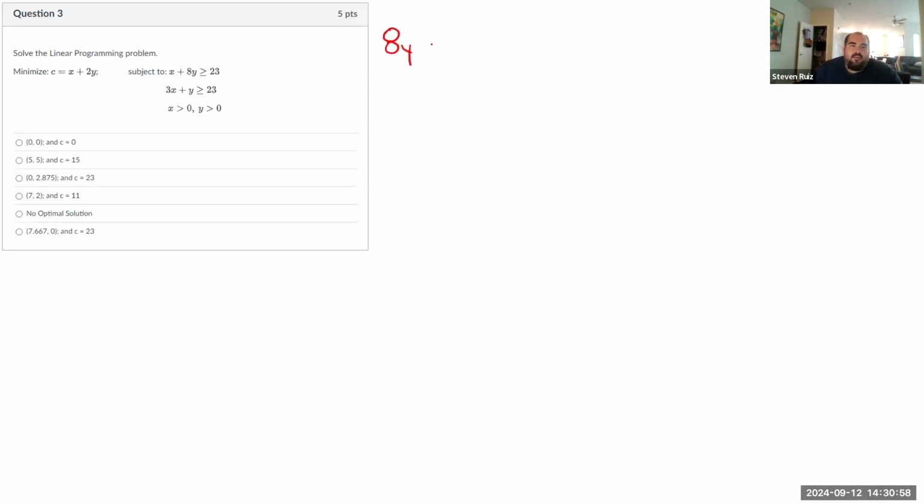So 8y is less than or equal to negative x plus 23. Divide both sides by 8. So y is greater than or equal to negative 1/8 x plus 23 over 8. So that's one of them. Next one, if I move the 3x over, that one should be done for me. So y is greater than or equal to negative 3x plus 23.